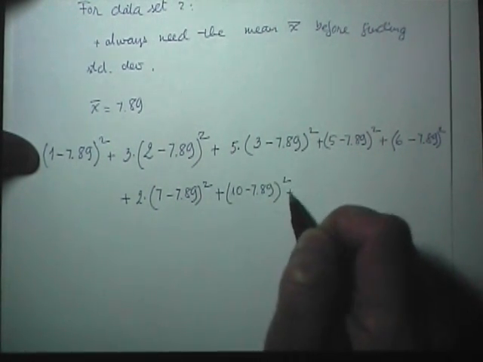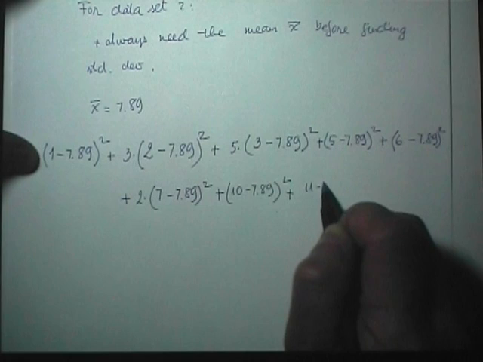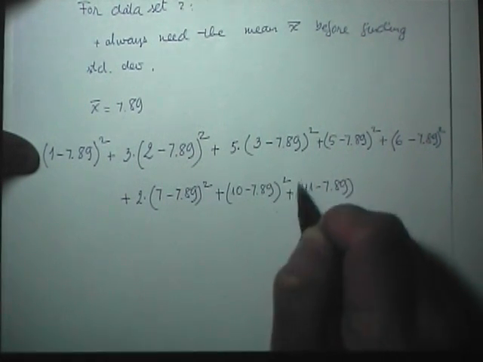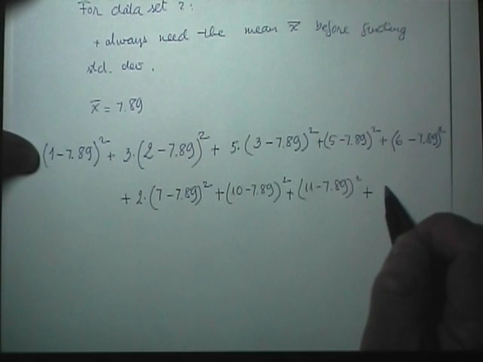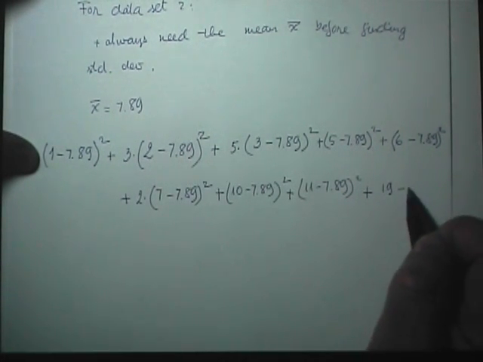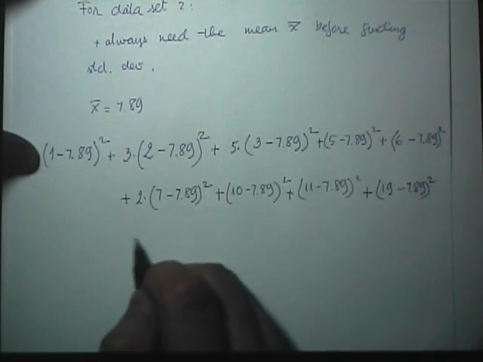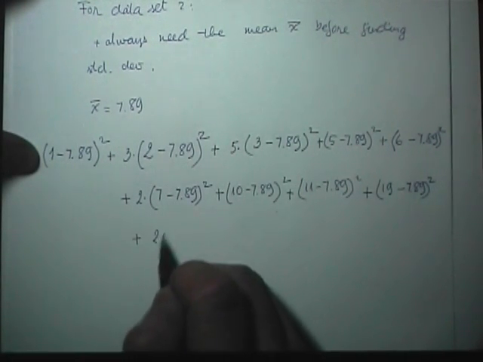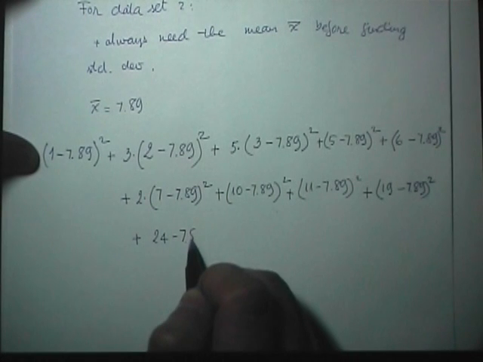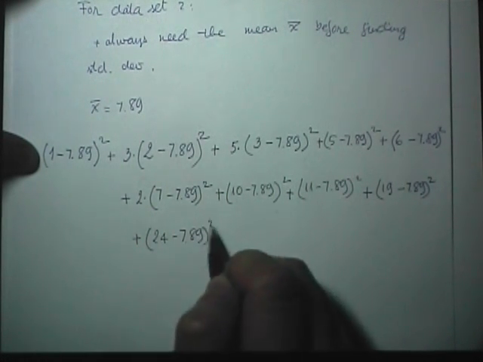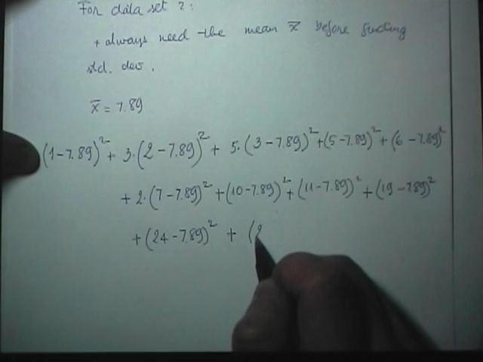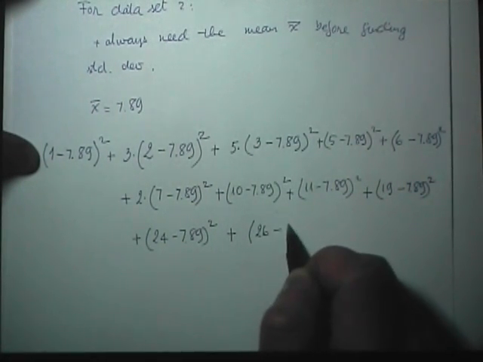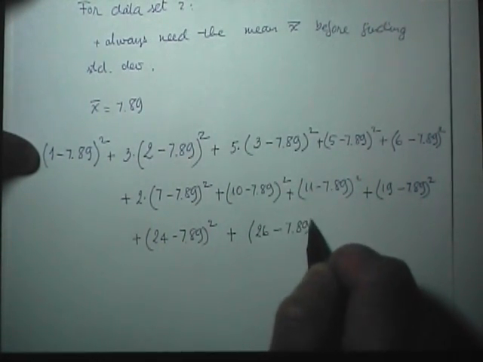Okay, I'm going to add with 11 minus 7.89. I'm going to add with, boy, this is getting long, you see? 19 minus 7.89 all squared. I'm going to add again with 24 minus 7.89, right? All squared. I'm going to add with 26, right? Minus 7.89 all squared.